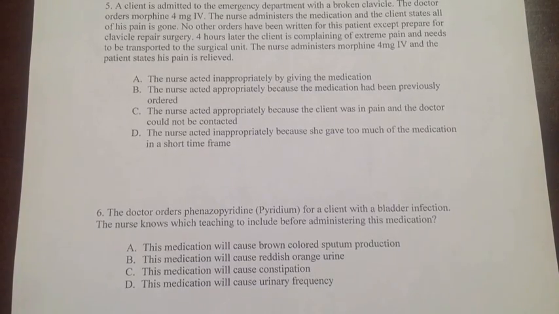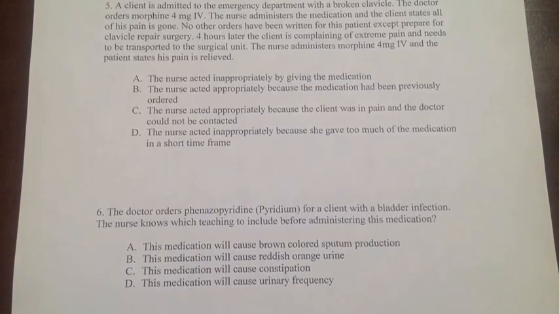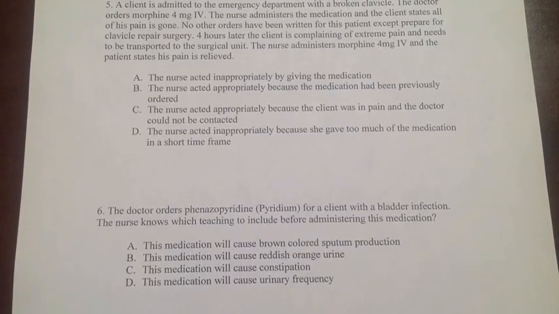The answer is A. The nurse acted inappropriately by giving the medication. She had no order to give a repeat dose of morphine 4 milligrams. This is an illegal action by the nurse.